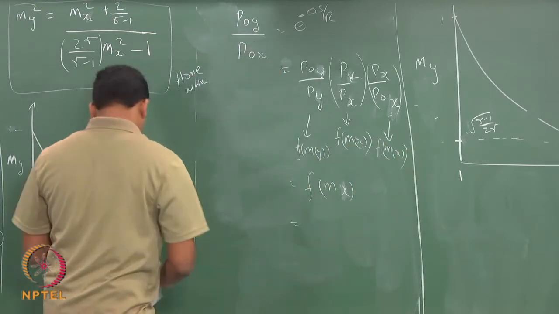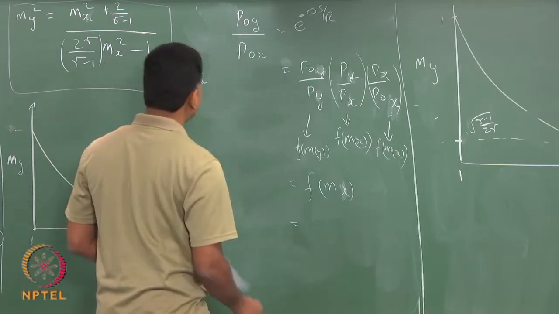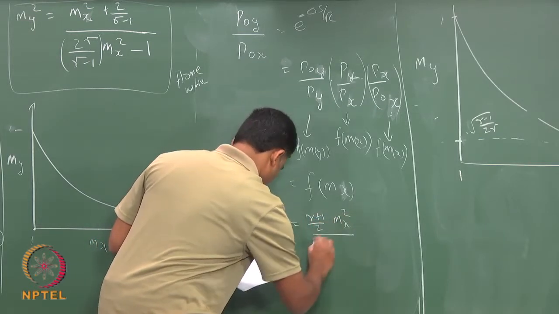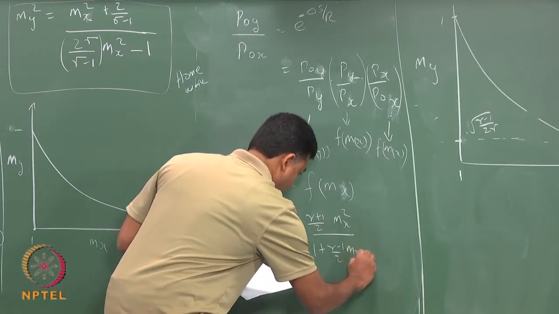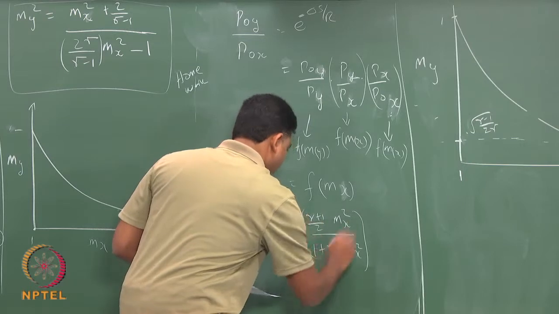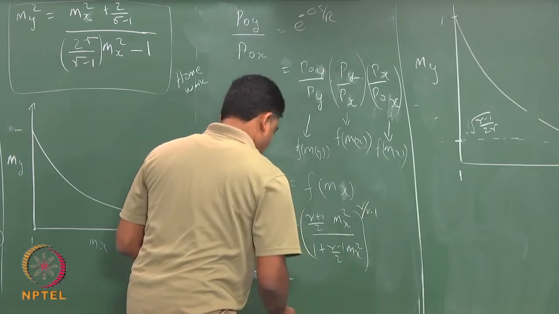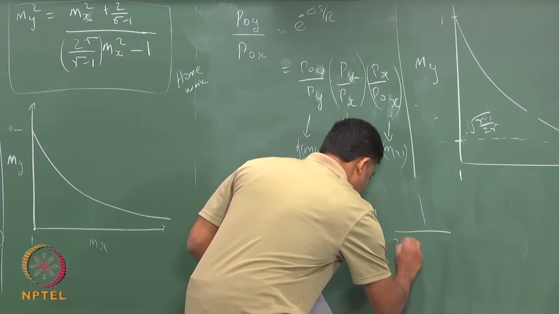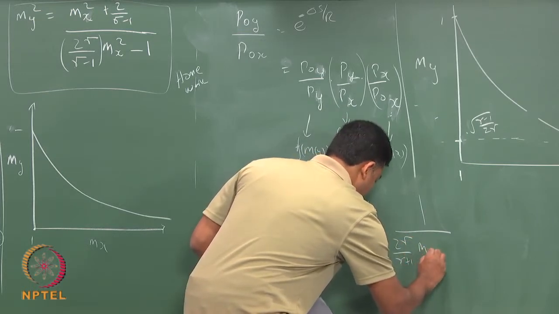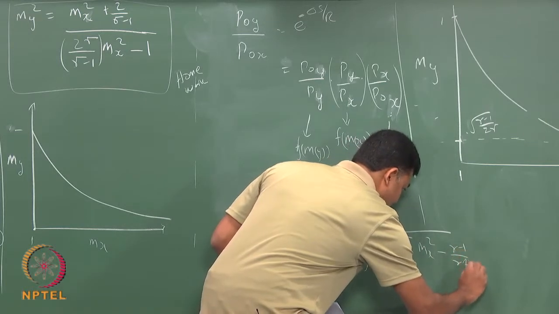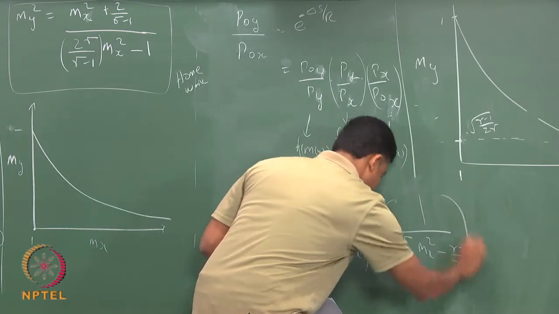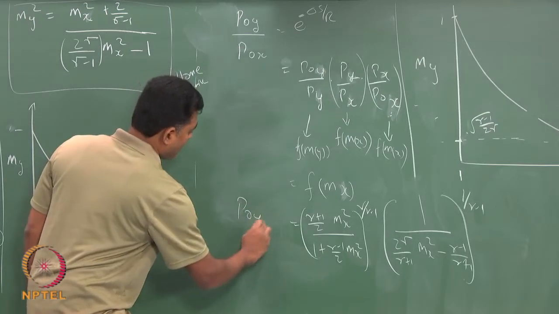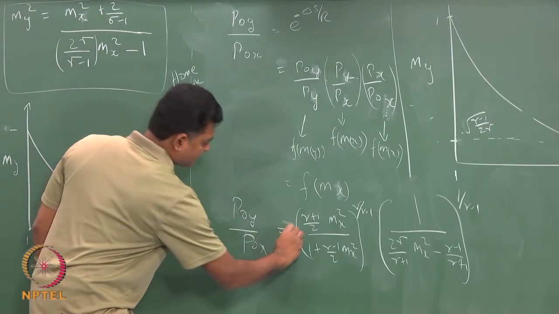Okay, which is, I will write it down. This again you can derive it yourself. 1 by gamma by 2 Mx square divided by 1 plus gamma minus 1 by 2 Mx square, whole to the power gamma by gamma minus 1, into 1 by 2 gamma by gamma plus 1 Mx square minus gamma minus 1 by gamma plus 1, to the power 1 by gamma minus 1. So, I have my P0y by P0x in terms of Mx.